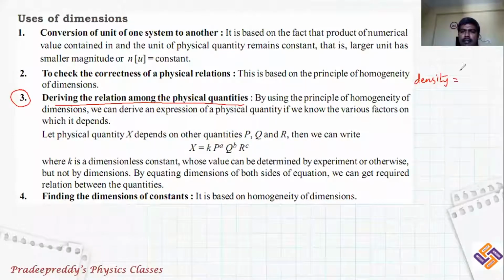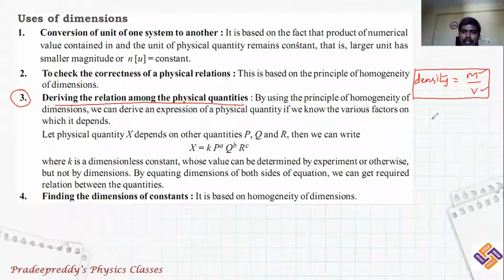So the density formula is mass divided by volume, right? So density has dimensions of mass by volume. So we can use density is equal to mass by volume. This is the correct relation. You can deduce this relation using dimensional analysis. We can derive the equation for density using dimensional analysis.